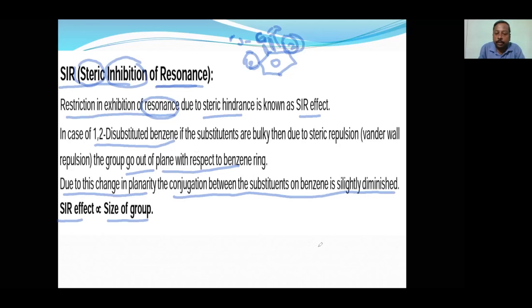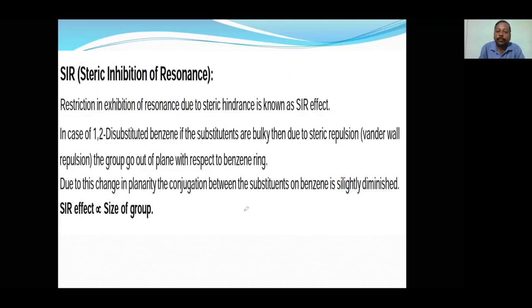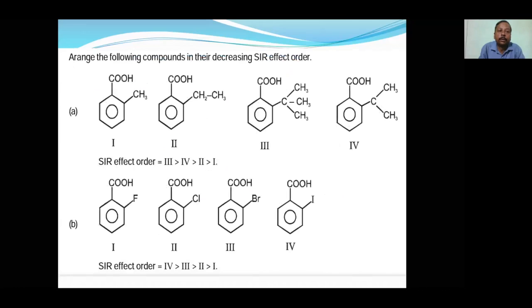So this is about the SIR effect. Because of the SIR effect, resonance cannot be shown. What is the reason? Due to steric hindrance provided by the group attached on the second position with respect to the functional group, it is unable to show the resonance effect. That is what is called the SIR effect. Examples are these ones.